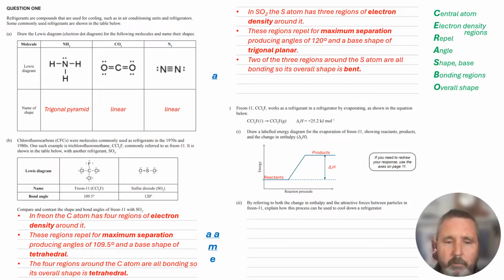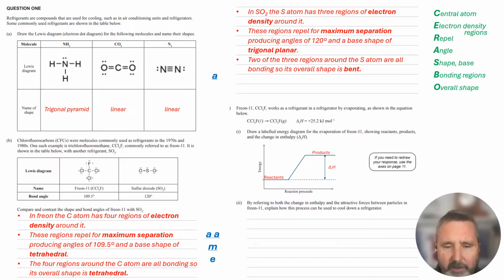So the next question is, Freon 11 works as a refrigerant in a refrigerator by evaporating, and it's shown below. So this is the equation for this molecule here. It's just been condensed. It's got an arrow showing it goes from Freon in liquid form. Remember the brackets here with an l mean it's liquid, and it goes to a gas. And this is the energy change, or the enthalpy change, when it undergoes that reaction.